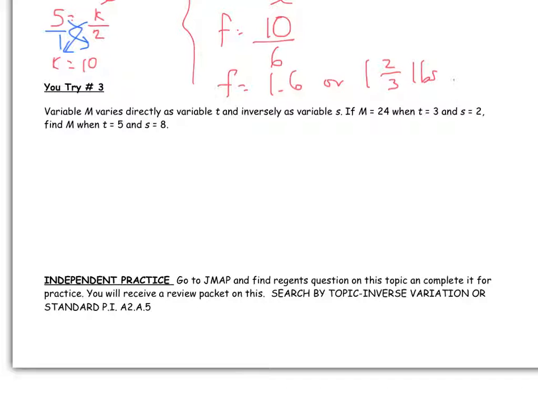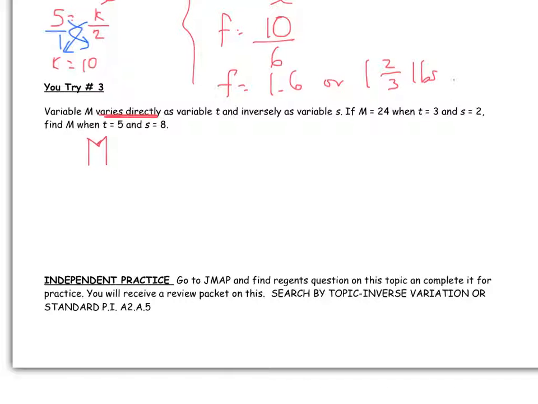So M varies directly. Now we see a difference. It's directly as variable T, and inversely as variable S. If M is equal to 24 when T is equal to 3 and S is equal to 2, find M when T is equal to 5 and S is equal to 8. So you could pause the video and go ahead and try it, okay?